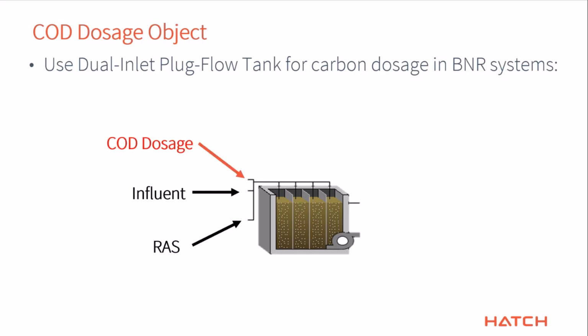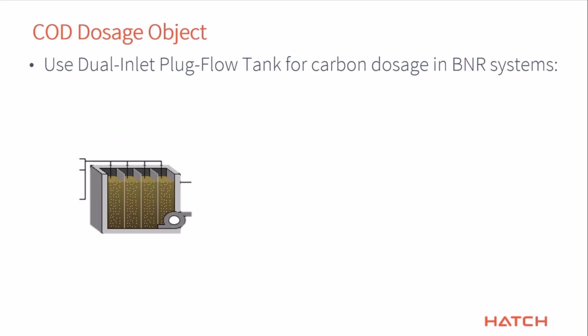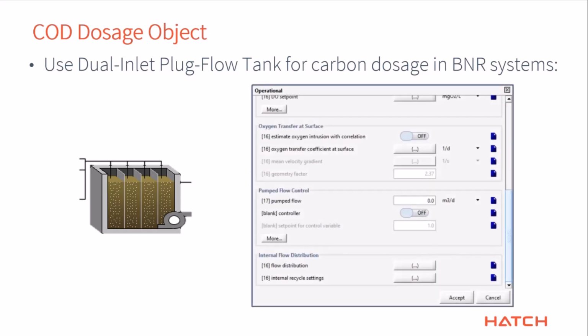It's this upper one that we added here that is primarily there to do the COD dosage, to accept the dosage of carbon for your system. And the way that you can control and figure out where that's supposed to go amongst those 4 reactors that are showing there is to open up the plug flow tank operational menu and slide all the way down to the bottom and find the flow distribution panel.